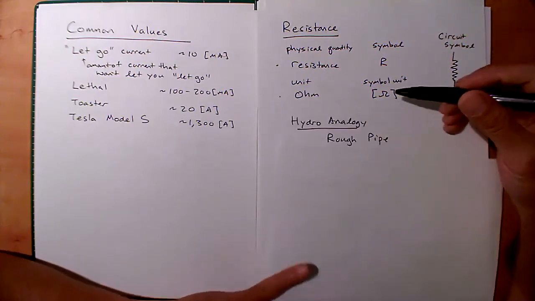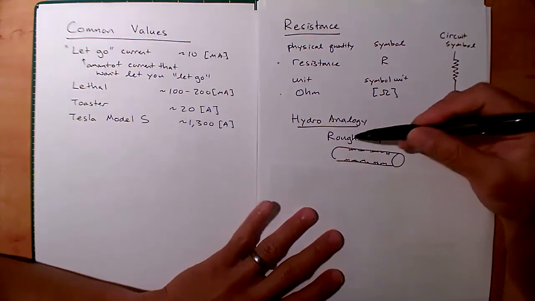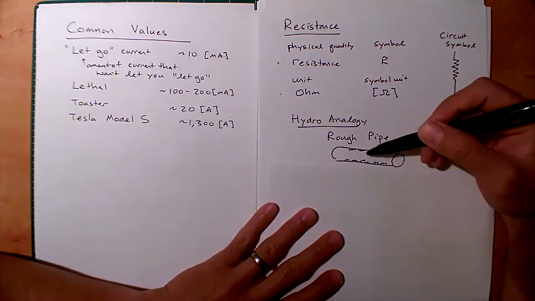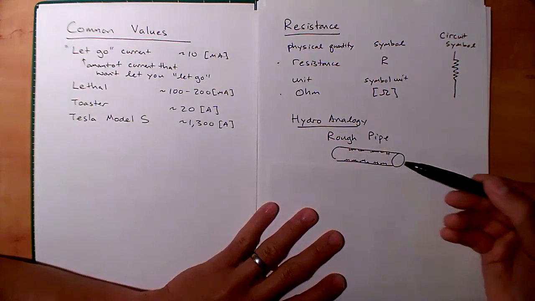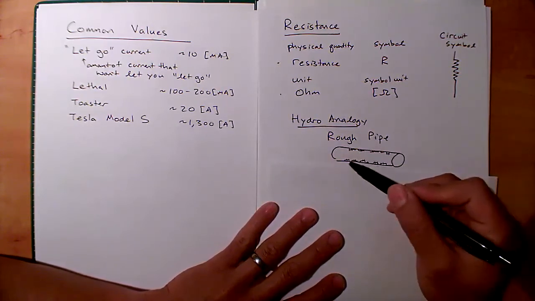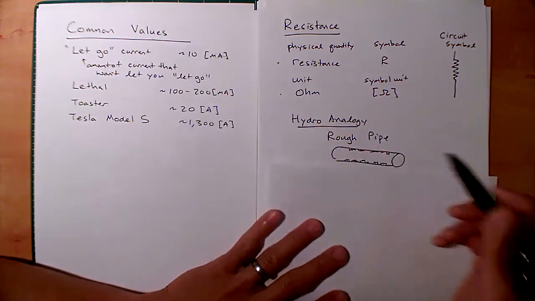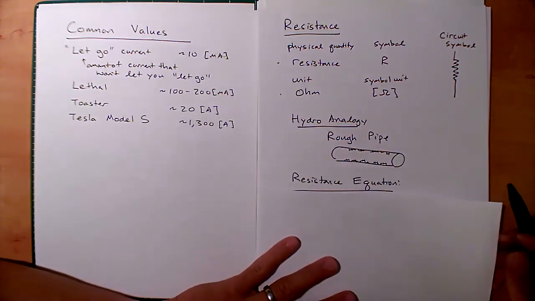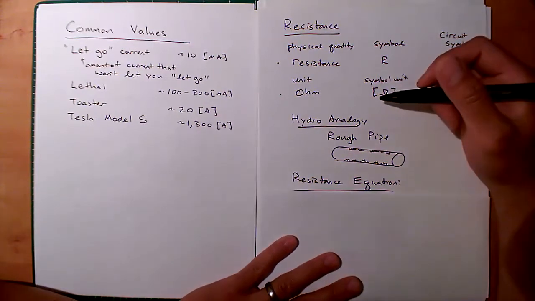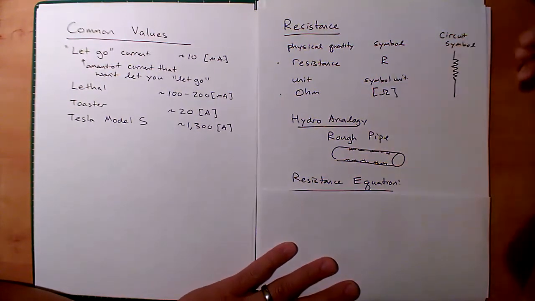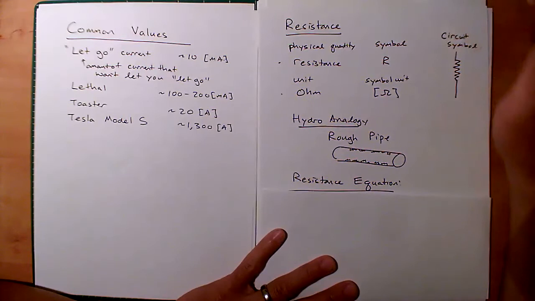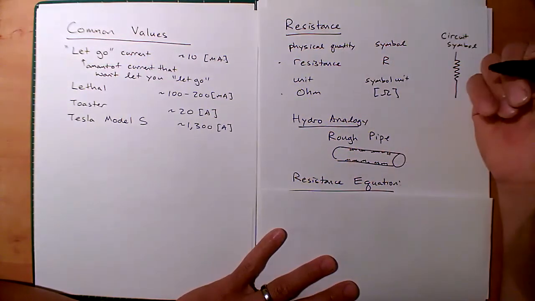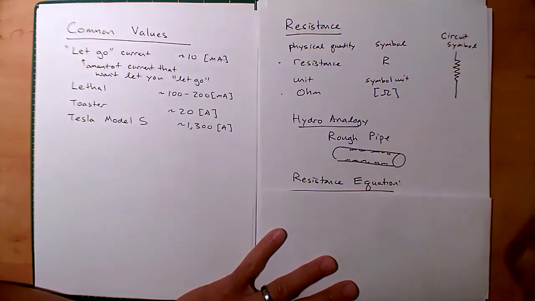The hydro analogy that I like is a rough pipe. Imagine you're trying to get current to flow through here. Well, these little jaggies in the rough pipe are going to slow it down. They're going to slow down the current. And here's one of our equations that I want you to remember. We're going to have two equations for resistance: one is Ohm's law, and one is this resistance equation.